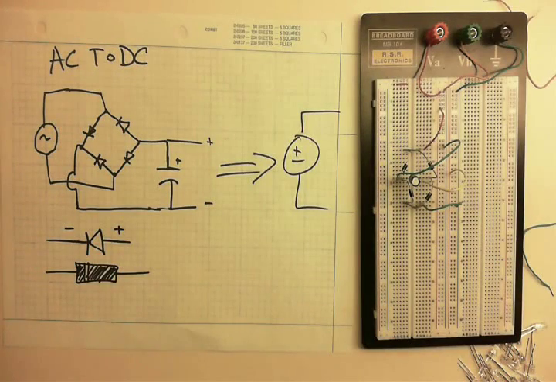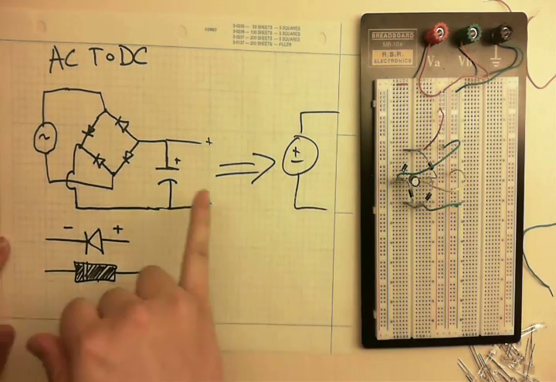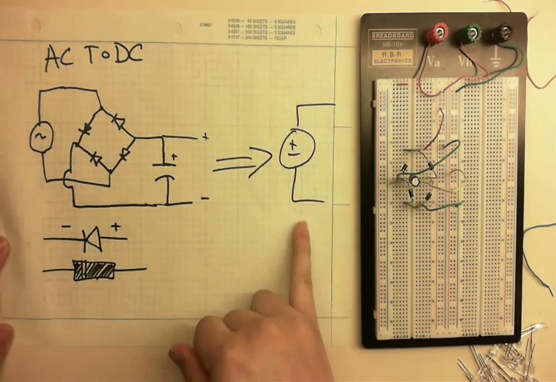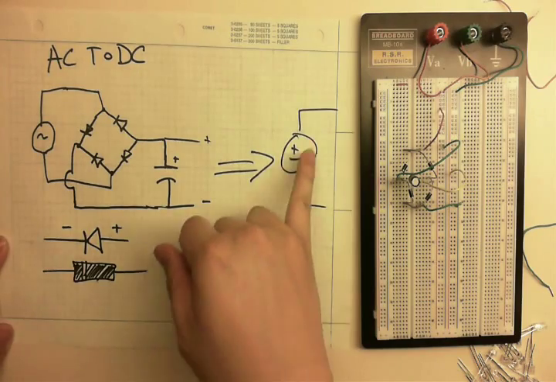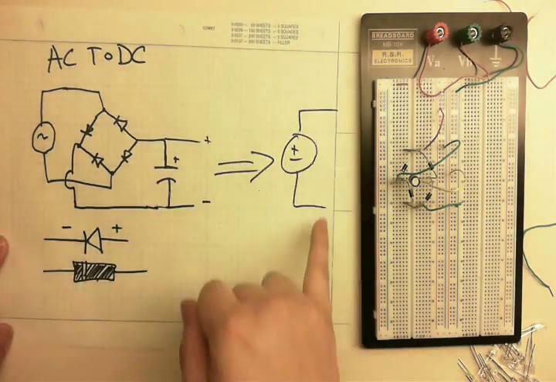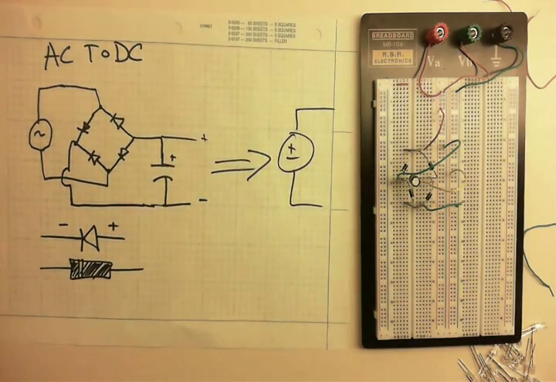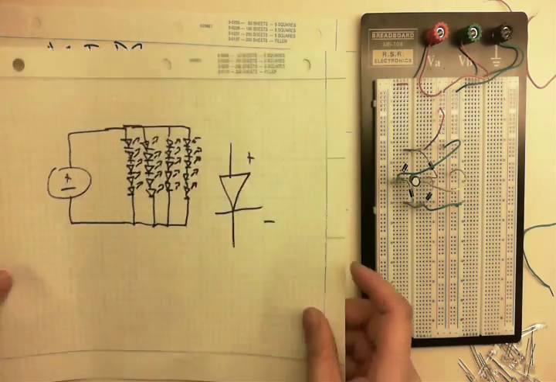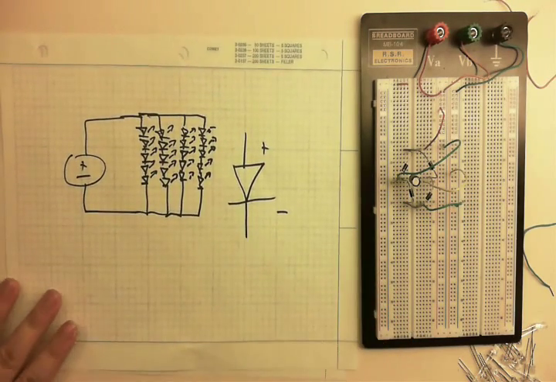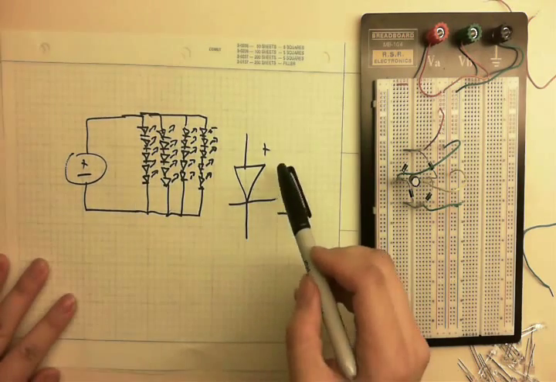Alright, and if you remember, how we represent our AC to DC circuit is with this DC symbol, because basically the output of the circuit on the left is the same as the output of the circuit on the right. So we use this symbol to clean it up a little bit. And let's go ahead and start by constructing our LED array.